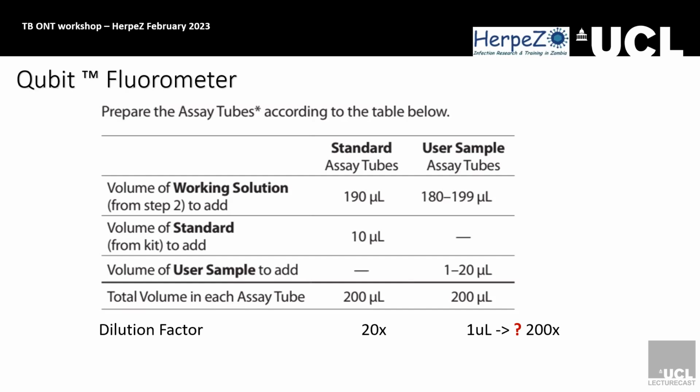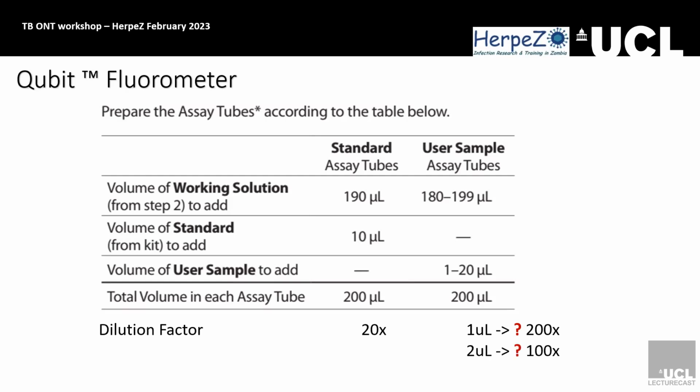And that's just the dilution practice. Basically the Qubit will tell you the final concentration. It tells you the concentration in the tube and the final concentration of the sample that you took it from. You tell the Qubit exactly how much of the sample you're adding, whether it's 1 microliter or 2 microliters. Then with those calculations, it will tell you what the final concentration of the sample was.